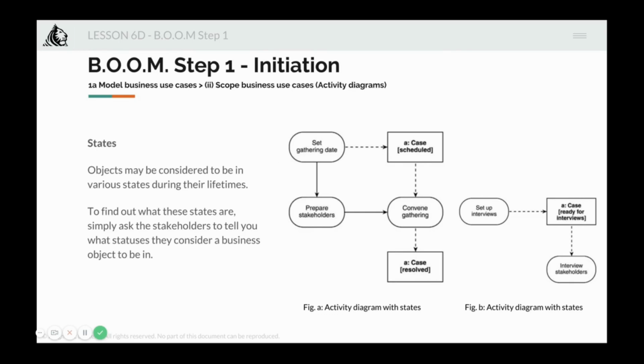After the convene gathering has happened, then the case changes state to resolved, right? So this makes things dead simple for anybody to understand what's happening. If you convert this entire thing into text, in my opinion, it just makes the entire thing very dense for no good reason, right?